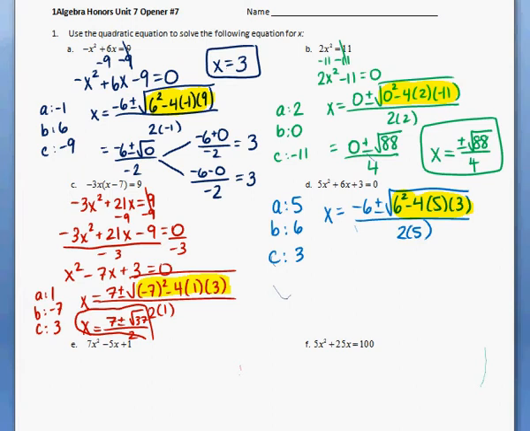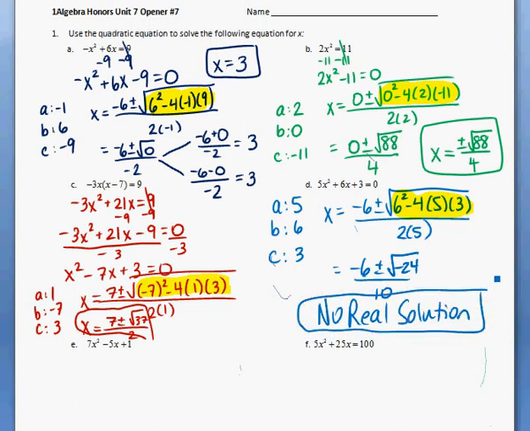But this time I have a problem. 36 minus 60 is -24. Well, I can't take the square root of -24 and get a real number. I get something imaginary. So if I'm looking for all of the real solutions for x, I have to stop here and say that this one has no real solution.